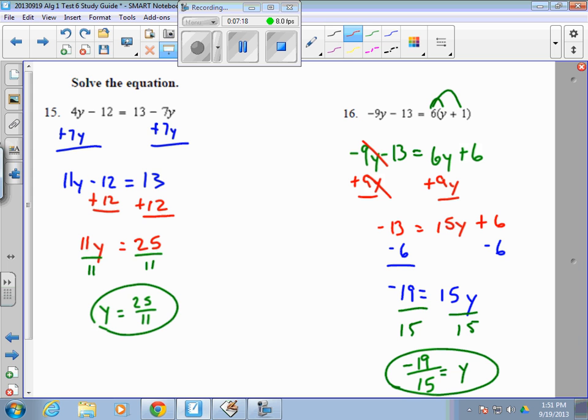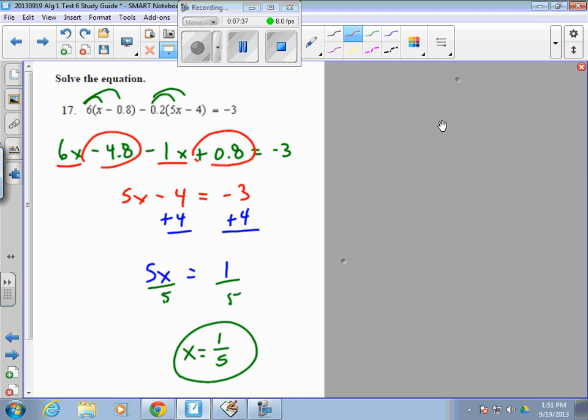Undo plus 6 by subtracting it on both sides. It'll cancel out the right side for you and leave you with negative 13 minus 6, which is negative 19, equals just 15y. Then get rid of 15 times something by dividing by 15. It'll cancel it out, leave you with just y on the right, equals negative 19 over 15.